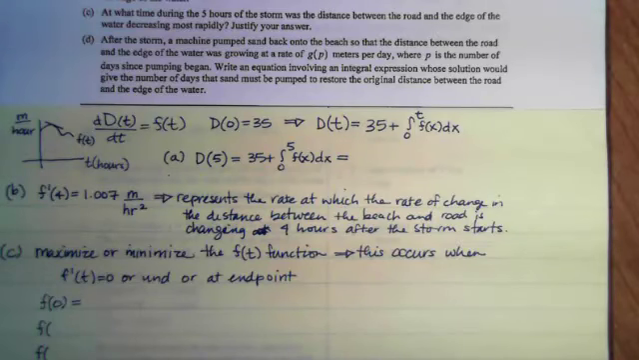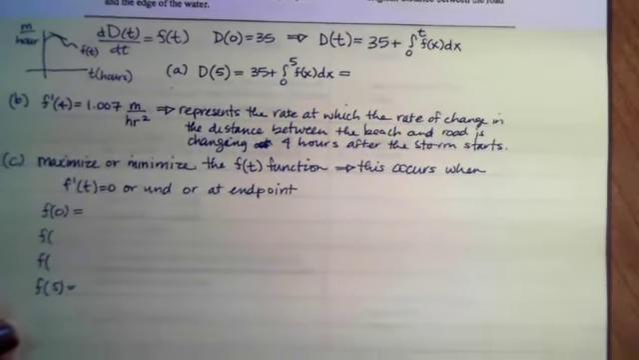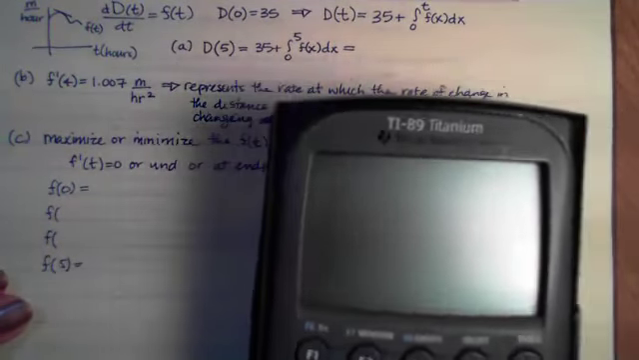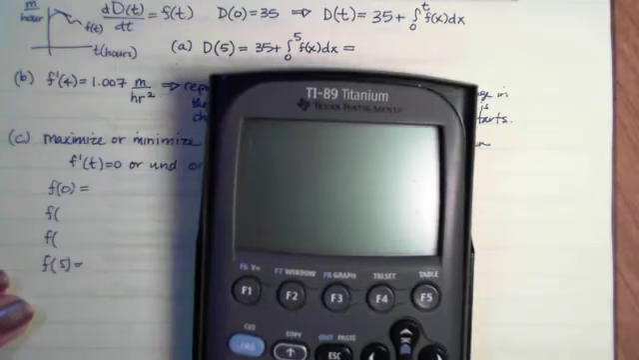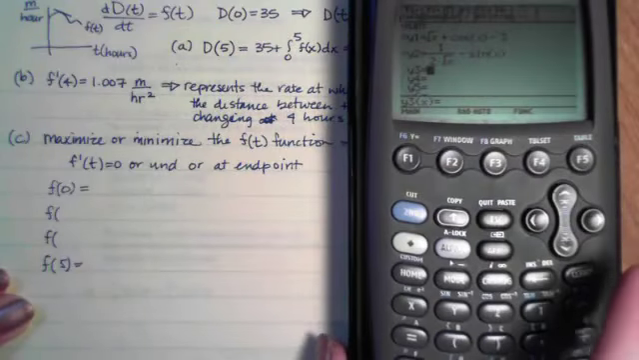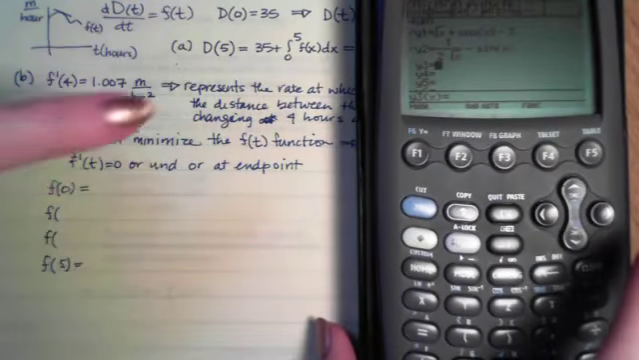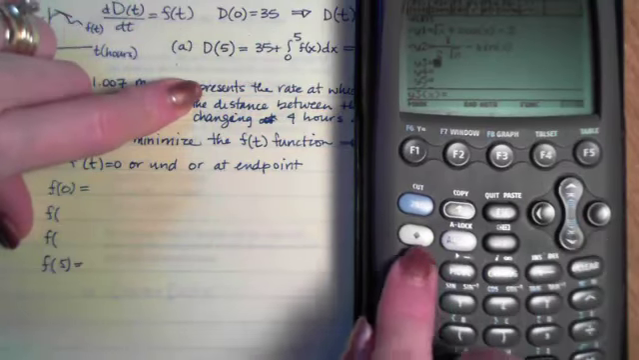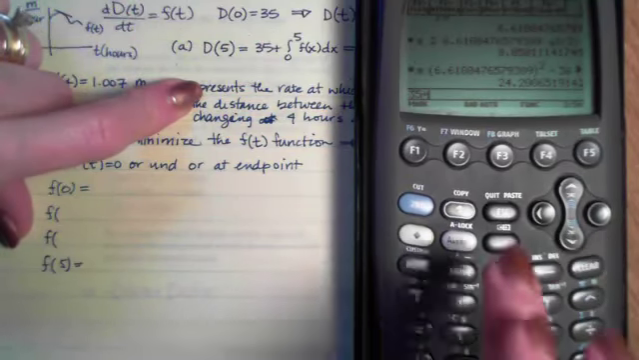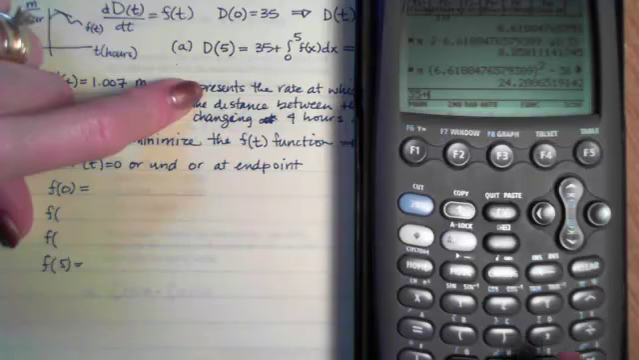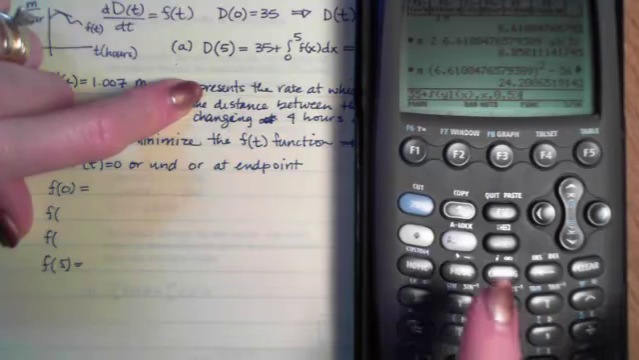So we know that f is this function and f prime is this function, so I have put f in y1 and I've put f prime in y2. So if we look at part A first, that is going to be 35 plus the accumulation from 0 to 5 on f. So on my home screen I will do 35 plus the accumulation of y1 of x with respect to x from 0 to 5.